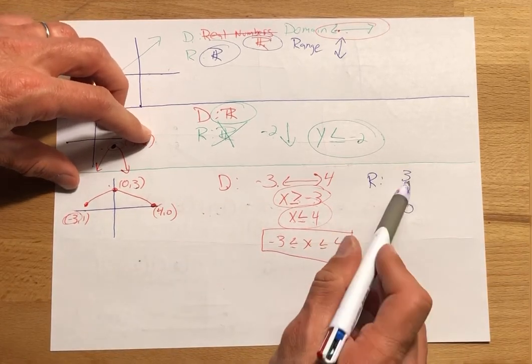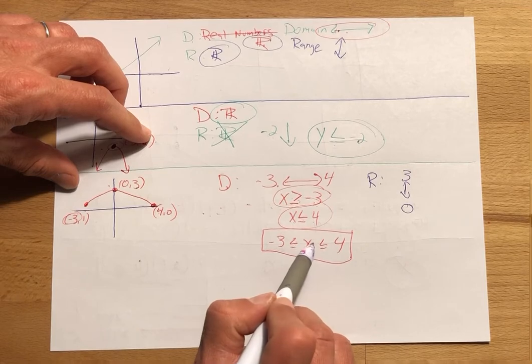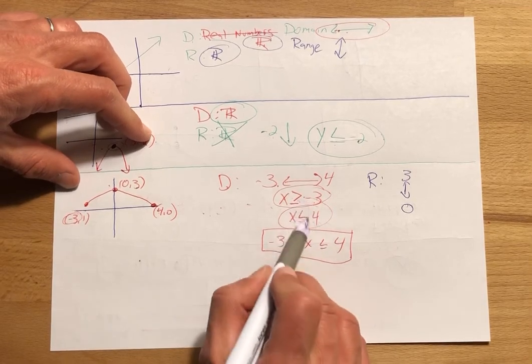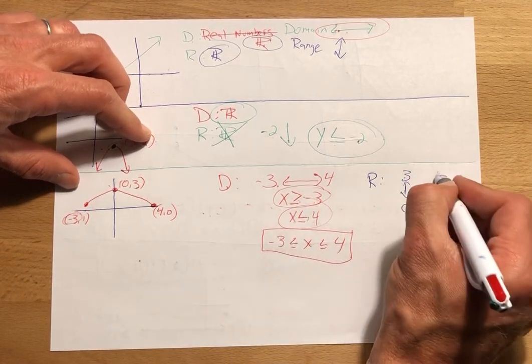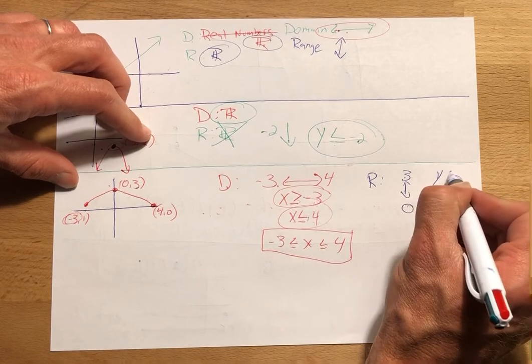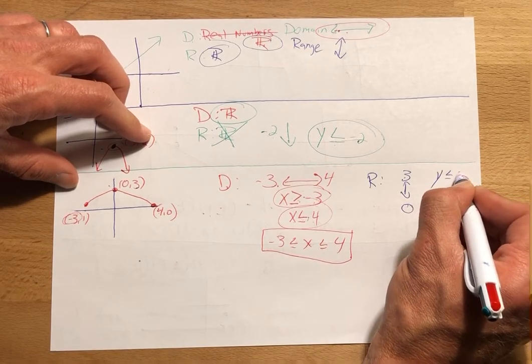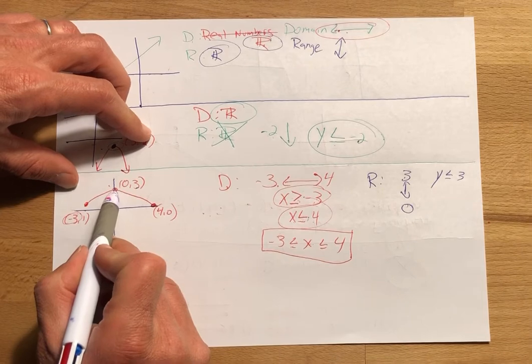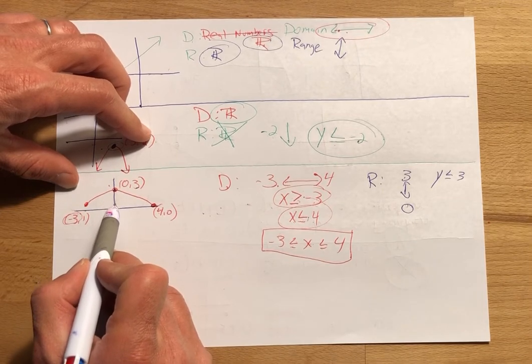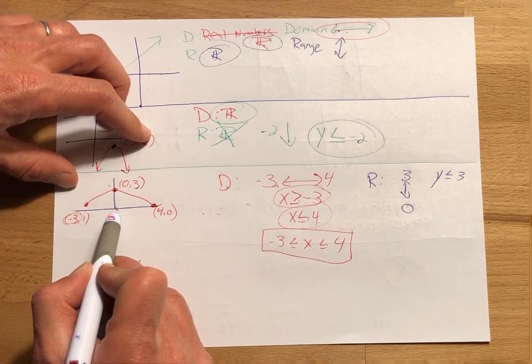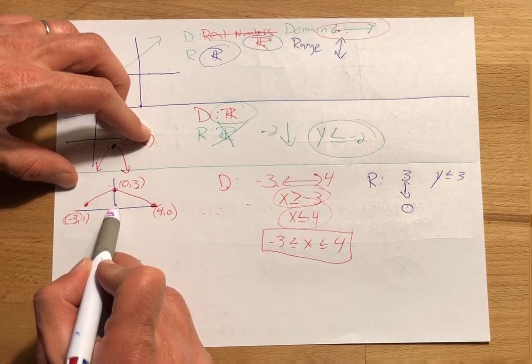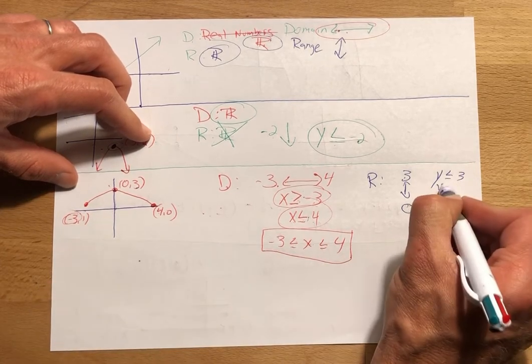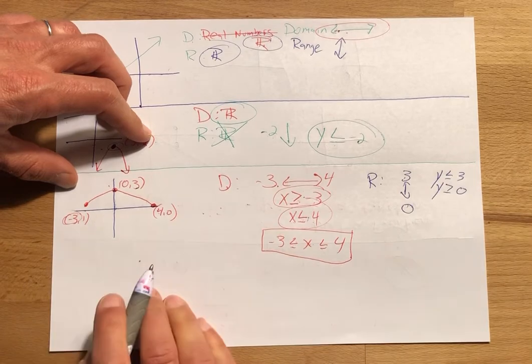But we can't leave it like this. We have to write it as an inequality. So let's try to break it into 2 inequalities, starting at 3. We're going to say y is less than or equal to 3, because it's smaller than 3. 3 is my highest number, then it goes down. But it stops at 0, so it's bigger than 0, but it's smaller than 3. Y is greater than or equal to 0, but it's less than or equal to 3.